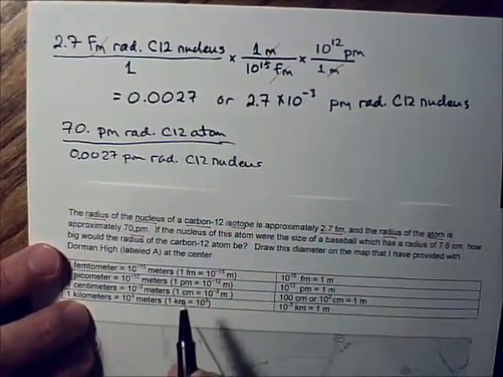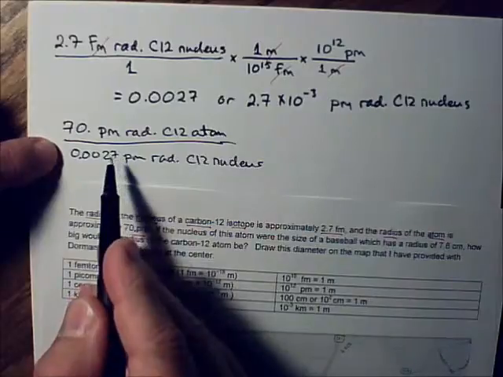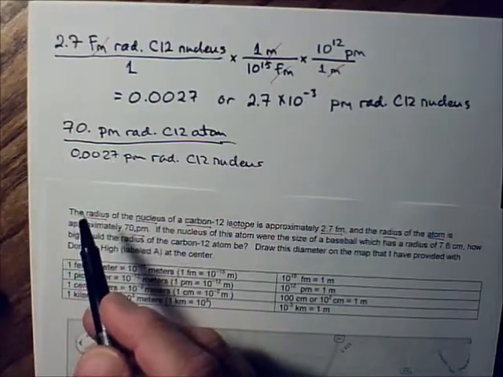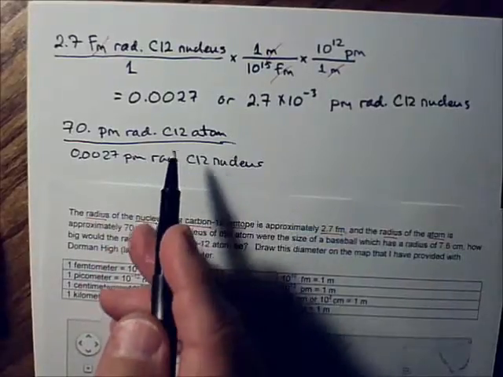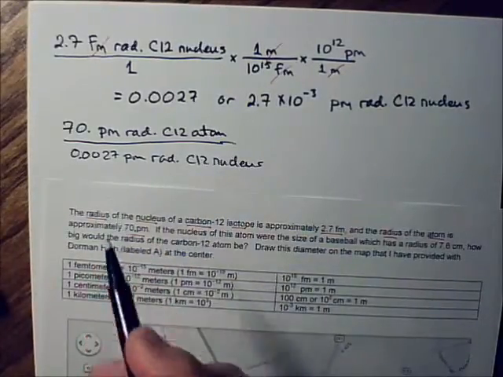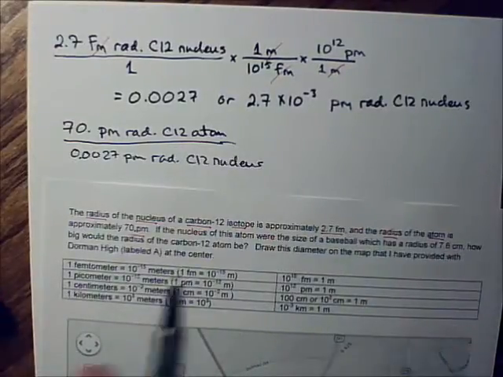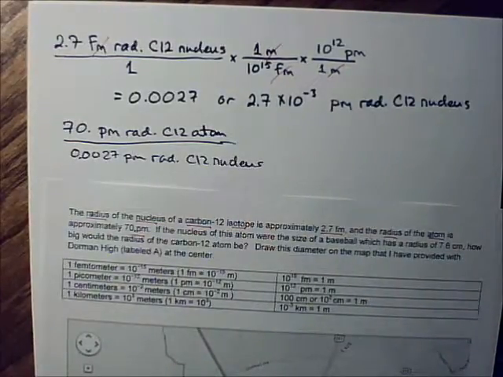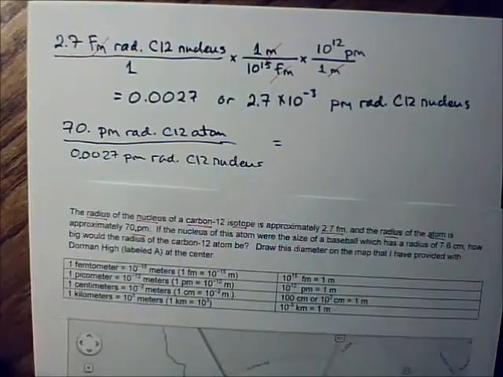Wait, why did you divide this? So I can find out by how much this is bigger than that. That makes sense? That's what we're trying to find out first, is how much the atom is bigger than the nucleus, so we can take the baseball size and make the atom bigger than that. Okay? We will. That's the next step. Just bear with me here. Okay. Let's do this math.